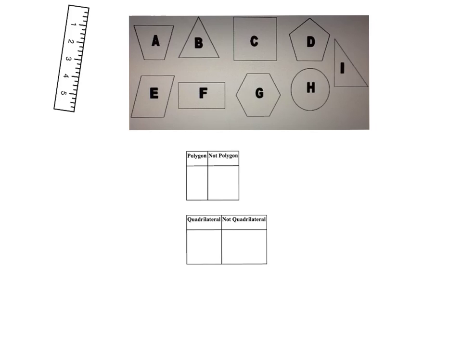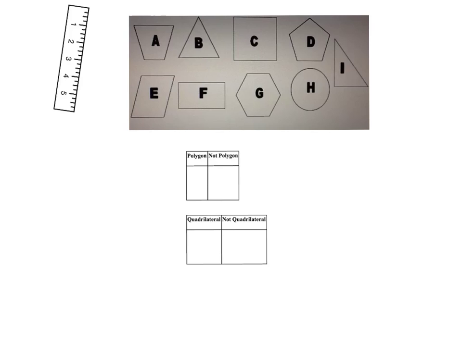Okay, everyone, we are going to classify some figures together, and we're going to start pretty slow, and we're going to classify our first figures into category of polygon and not polygon. So the first thing you need to know is, what is a polygon? Hopefully you're thinking to yourself that a polygon is a closed two-dimensional figure with straight lines.